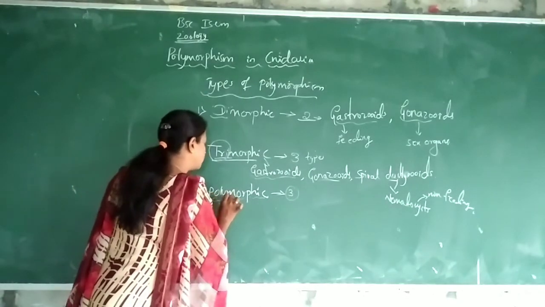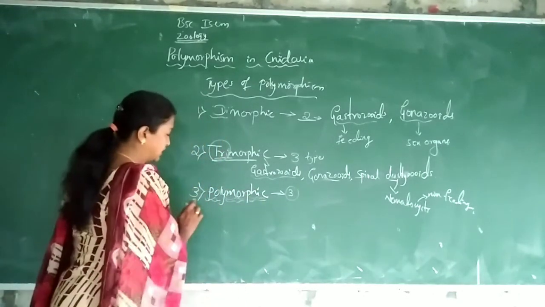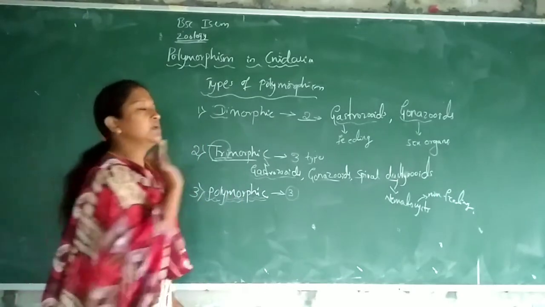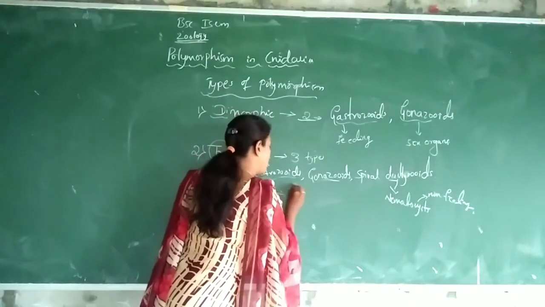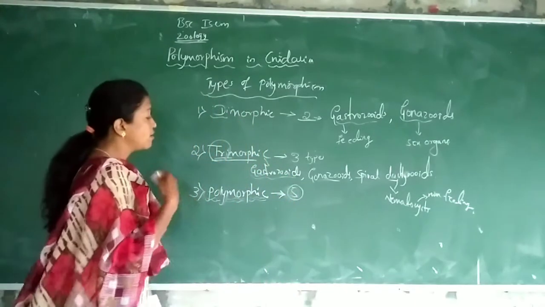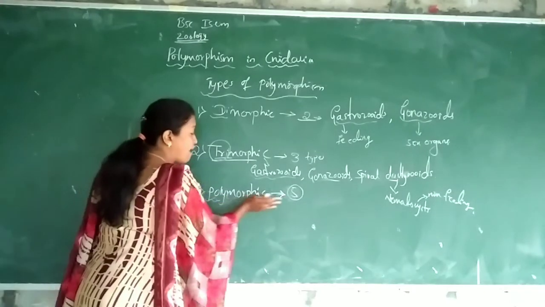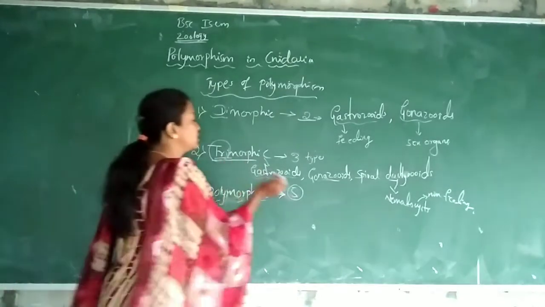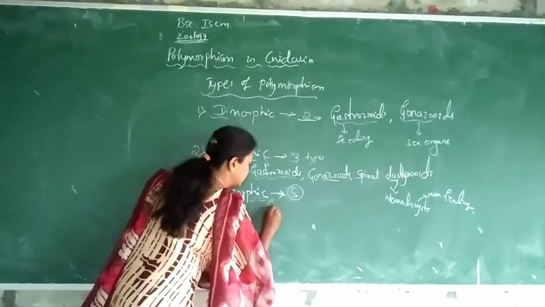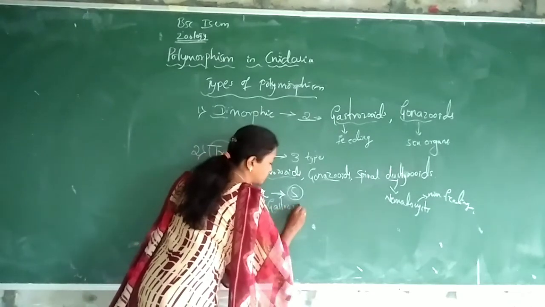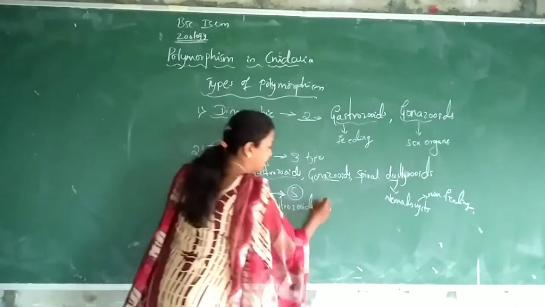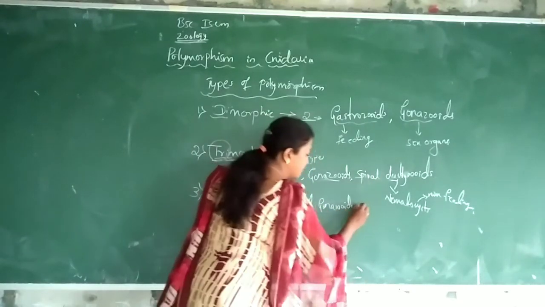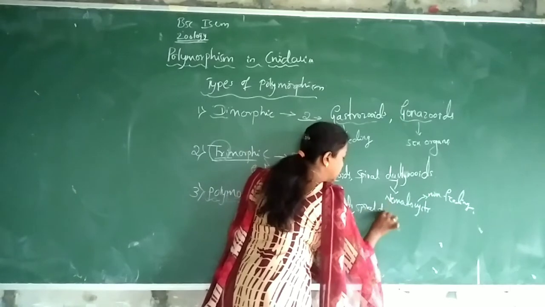Then the third type of polymorphism is polymorphy. Poly is nothing but more than three, it may be five or more individuals formed in the same species, that is called polymorphy. So the same three are present: gastrozoids, gonozoids, and spiral dactylozoids.